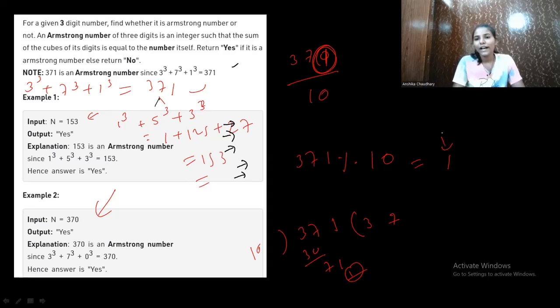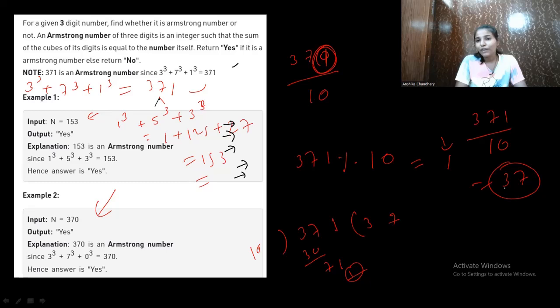Now, at last, we will divide 371 by 10, which gives 37. We will store this 37 in our number, so our new number is 37. Again we have to find this number's digit, so we will divide by 10 and find the remainder.